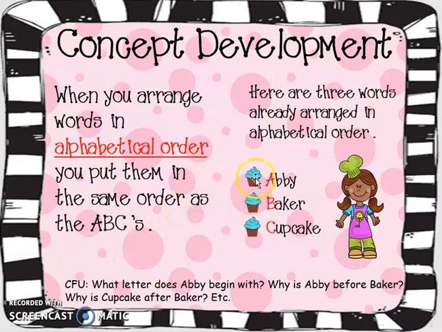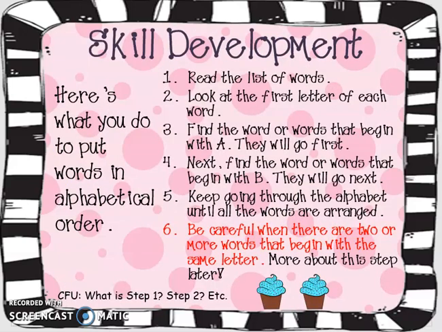So for example, Abby starts with an A, and then the baker starts with a B, and cupcake starts with a C. So they're in alphabetical order because it goes A, B, and C. Okay? So here's some tricks when you're putting things in alphabetical order. They won't always just be A, B, and C. Sometimes you have an A word, sometimes you'll have a T word, sometimes you'll have a Z word, and you have to figure out what order they're going to go in.